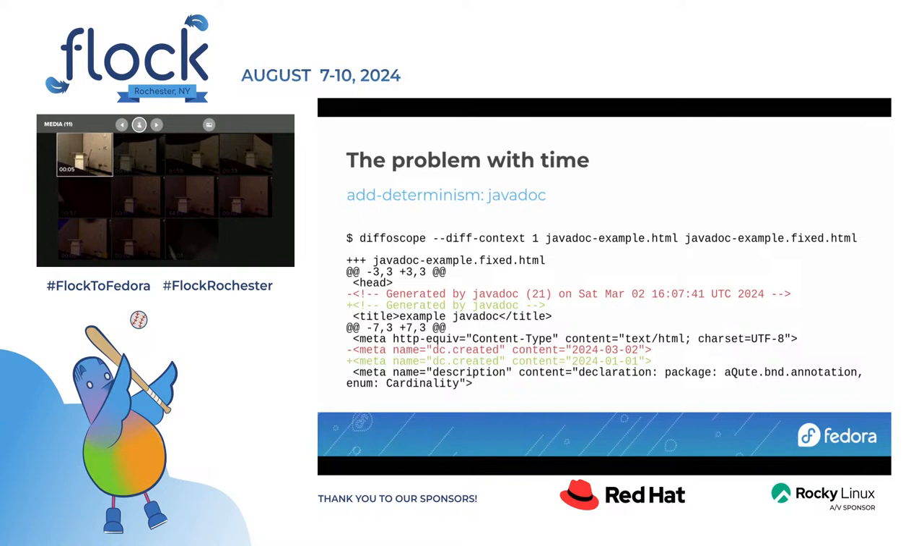And the actual problem is kind of obvious. Javadoc was called at some specific time and inserts the exact timestamp, and so we just remove that. So it's the diff between the file that was produced by the build and the file that was cleaned up after the build. This freeform timestamp is removed, and this other timestamp that has a machine readable format is clamped to the source date epoch.